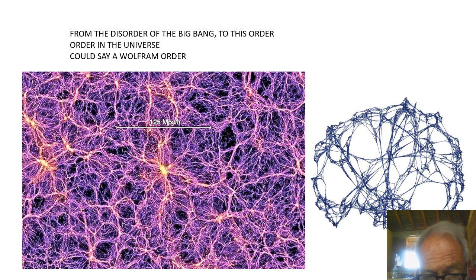Big Bang, big disorder, an explosion. Imagine what that explosion was. That explosion meant disorder. Today, the universe is very ordered, very similar to order with simple rules on a Wolfram diagram. Okay?